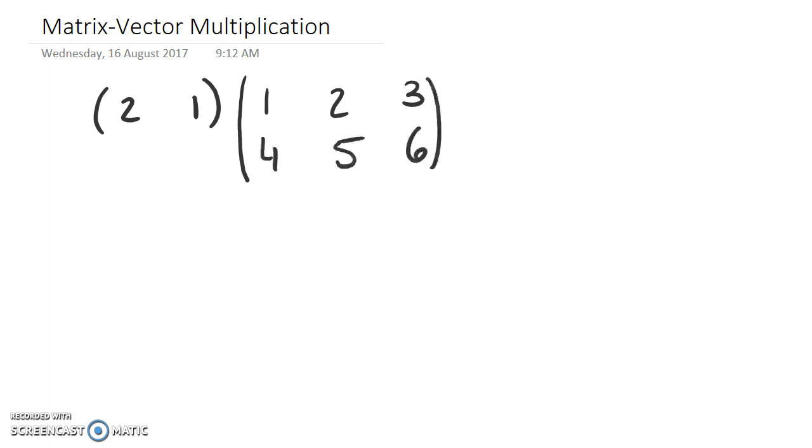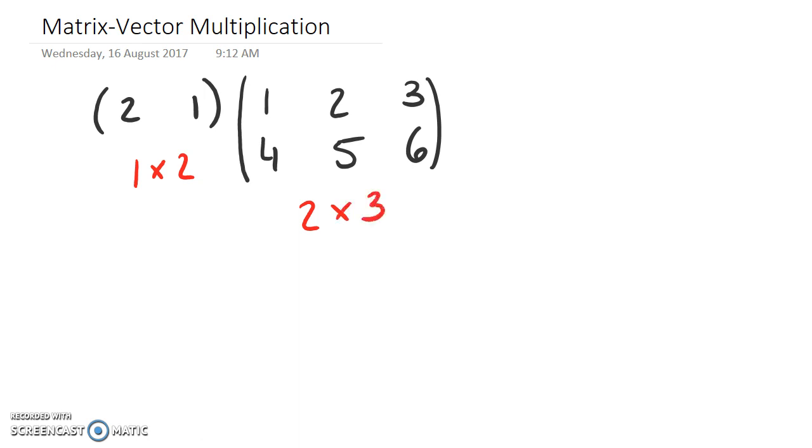Here's an example of matrix vector multiplication. The first example that we'll look at is the vector 2, 1, and the matrix 1, 2, 3, 4, 5, 6. Now this first vector, we have one row and two columns, so it's a 1 by 2 vector. And the matrix, we have 2 rows and 3 columns, so it's a 2 by 3 matrix.